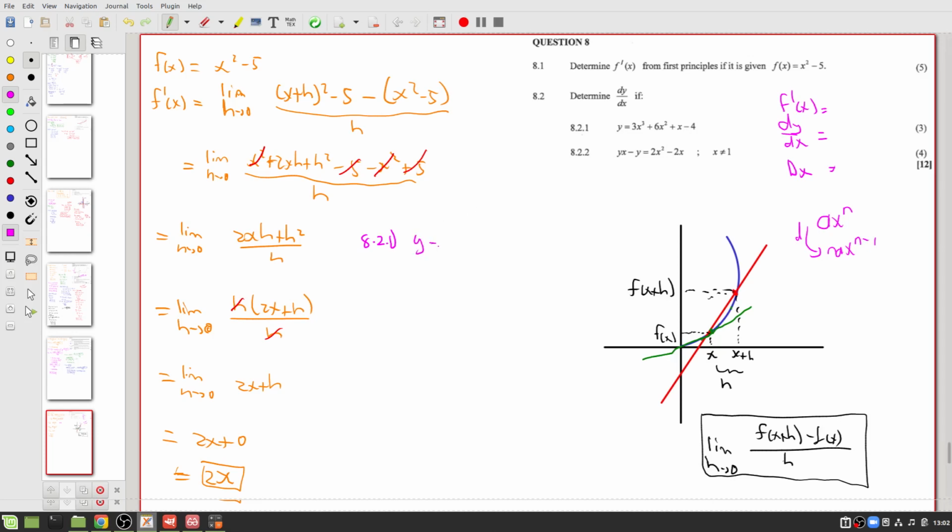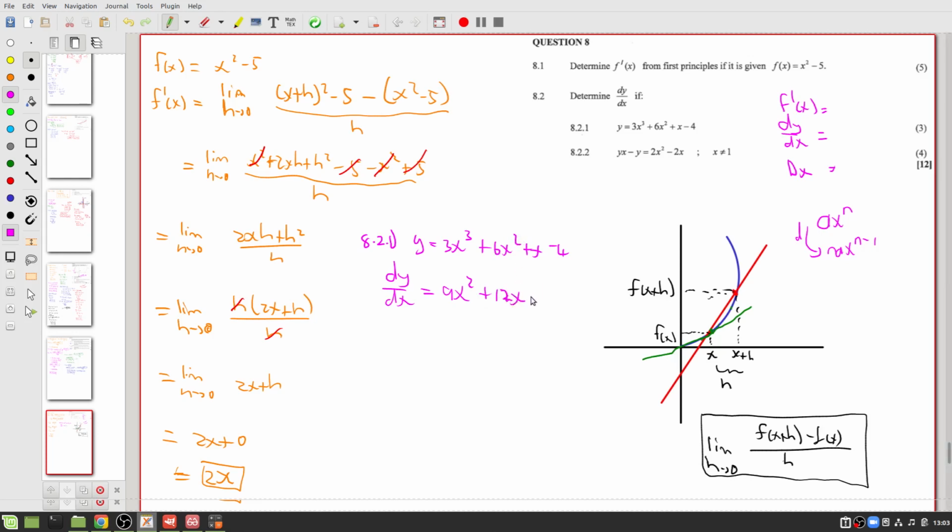So if y equals 3x squared plus, or 3x cubed, sorry, 3x cubed, let me rewrite that. So 3x cubed plus 6x squared plus x minus 4. Then y prime, or dy/dx, so let's write dy/dx because that's what they wrote in the question. Then we just say 3 times in front, so 3 times 3 is 9x, and then 3 minus 1 is 2. Okay, same here. 2 times 6 is 12x, and then 2 minus 1 is 1.